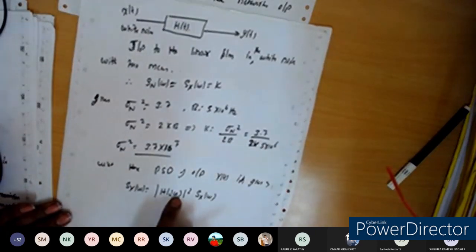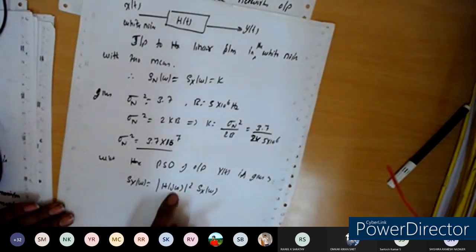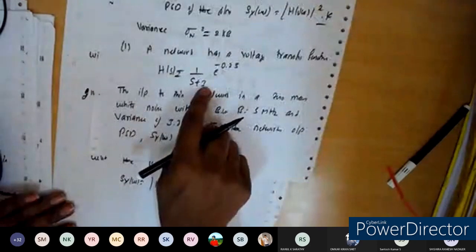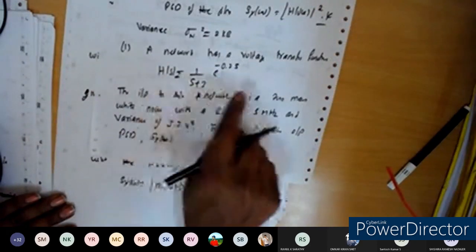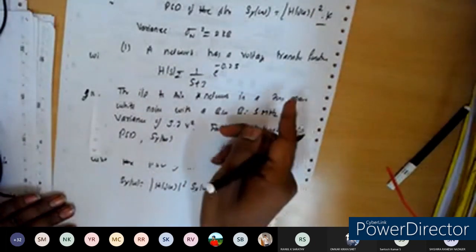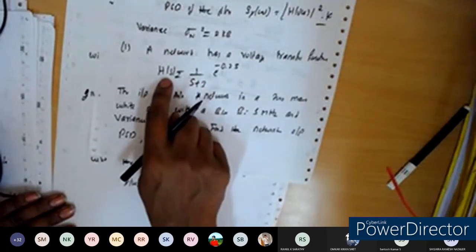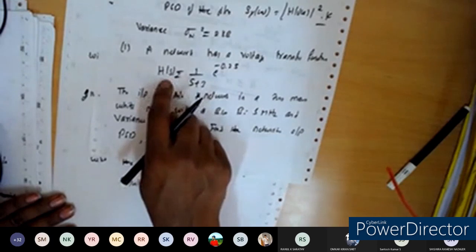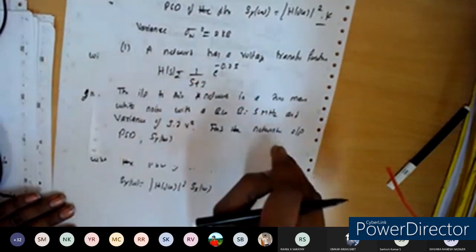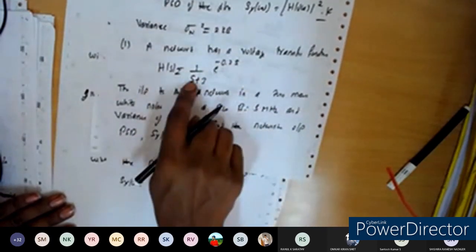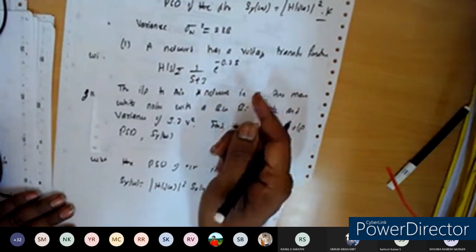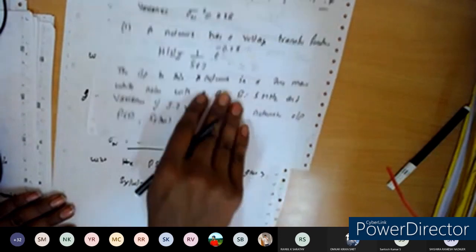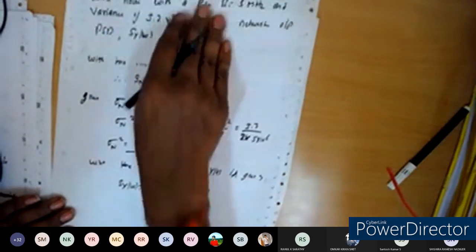H of j omega is in the frequency domain, but in the problem they gave the transfer function in the s domain. The relationship between the s domain and the frequency domain is that s is equal to j omega. If you substitute s equal to j omega, the Fourier transform and Laplace transform become the same. So if I substitute s equal to j omega in the transfer function, we are going to get the frequency response of the system.